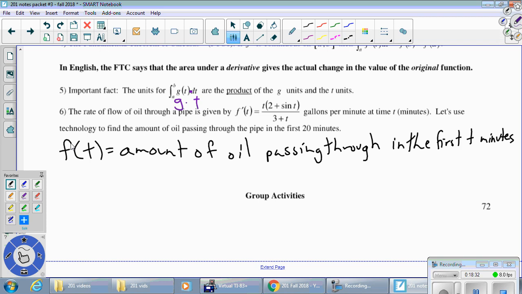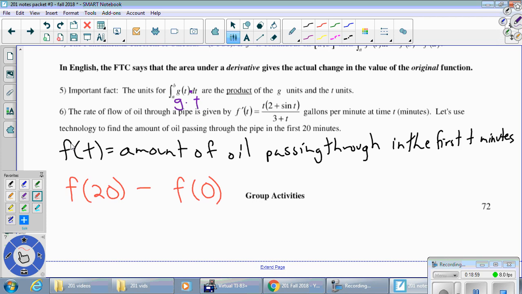So what I'm really interested in knowing, since it says how much passes through in the first 20 minutes, is F of 20. That's going to tell me how much oil passed through in the first 20 minutes. Now, I'm also going to put F of 0 here because it's the first 20 minutes, so 0 is important. And presumably, because this is a cumulative function, F of 0 is 0, like no oil has passed through at the moment we start the clock.